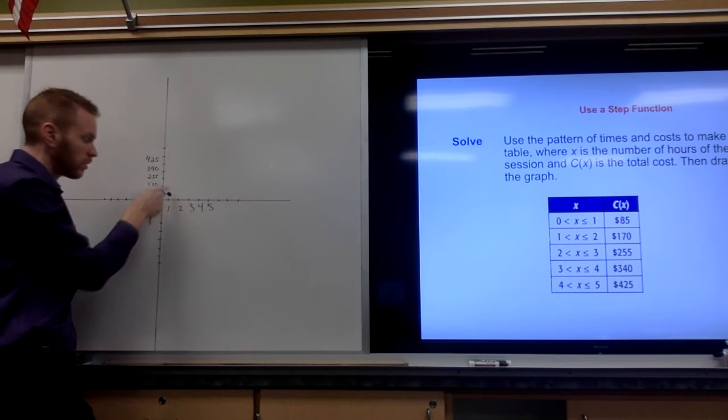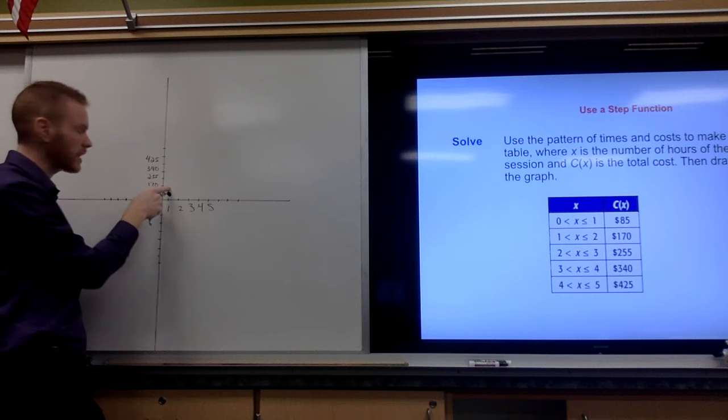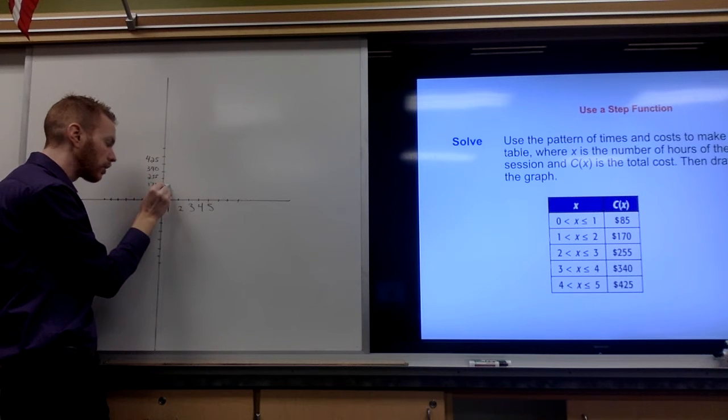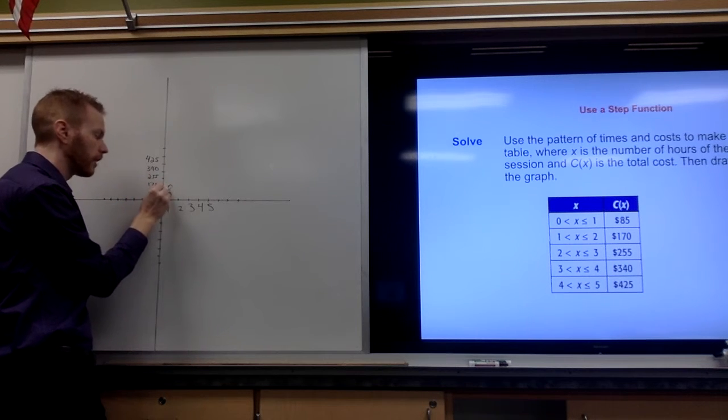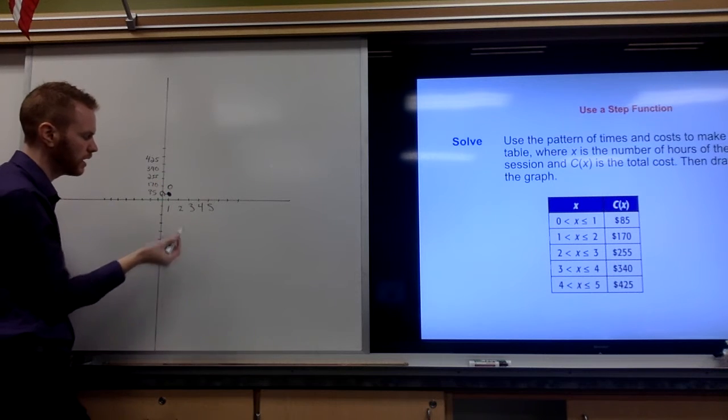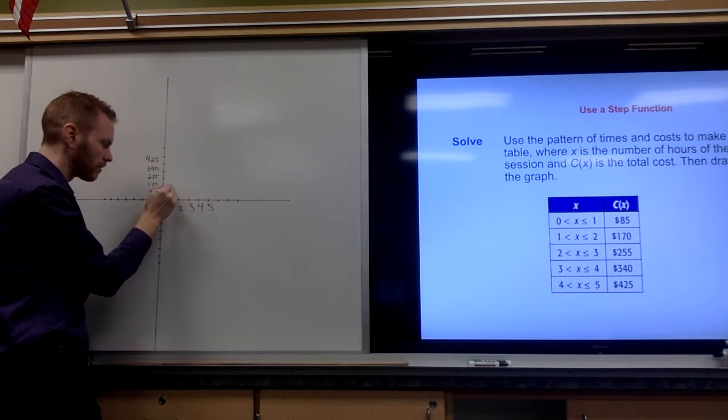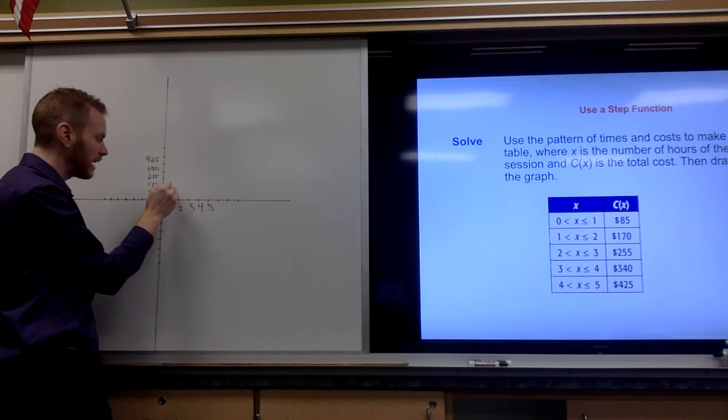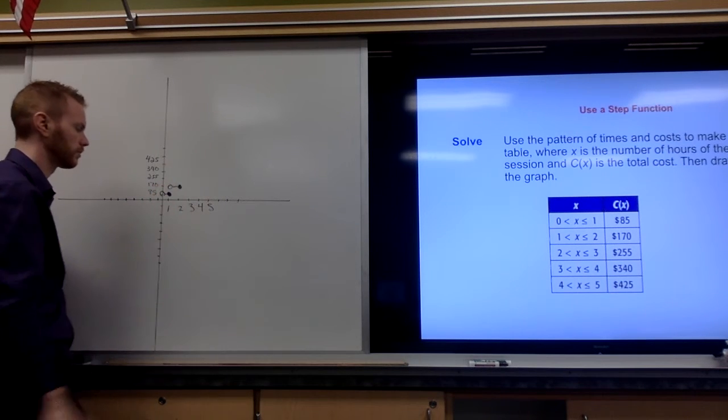Now, when do you charge 170? Well, not at the hour mark. So I'm going to put an open circle there. I don't quite get charged that. But right after that hour, whether it's a second or more, I get charged 170 all the way up to 2 hours.